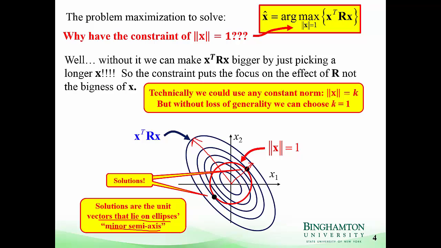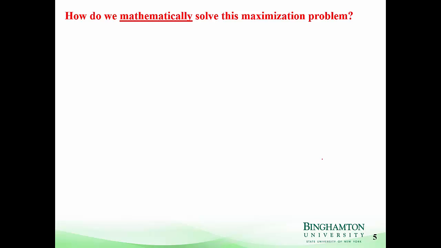And the lengths of those were set by the eigenvalues. And remember, this length was set by the larger eigenvalue, and this was set by the smaller eigenvalue. So keep all that in mind as we go through this. So how do we mathematically solve this maximization problem?